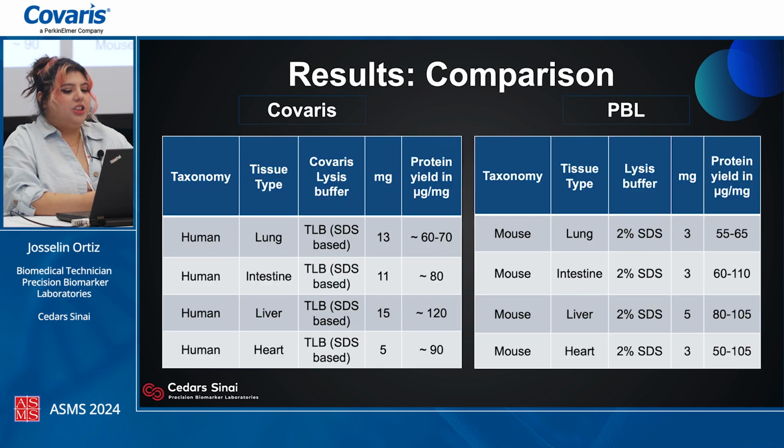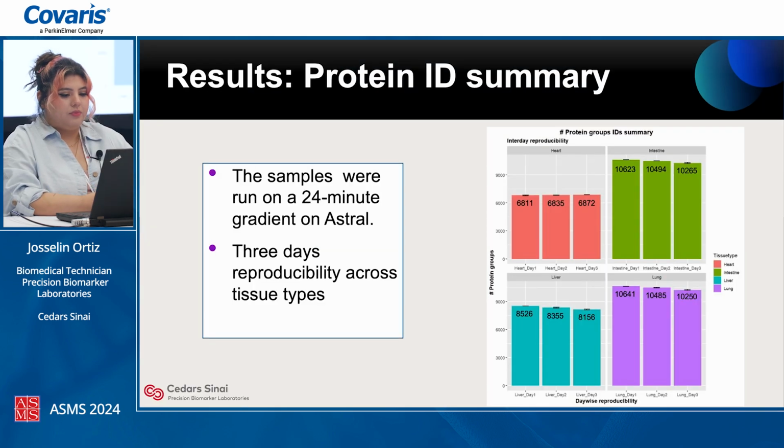And so this is just a comparison slide that really highlights the consistency of Covaris. So here's a comparison between different tissue inputs and their associated BCA protein yields for 2 different taxonomies. And so the comparison of protein yields was more or less similar, irrespective of the starting input material or the taxonomy.